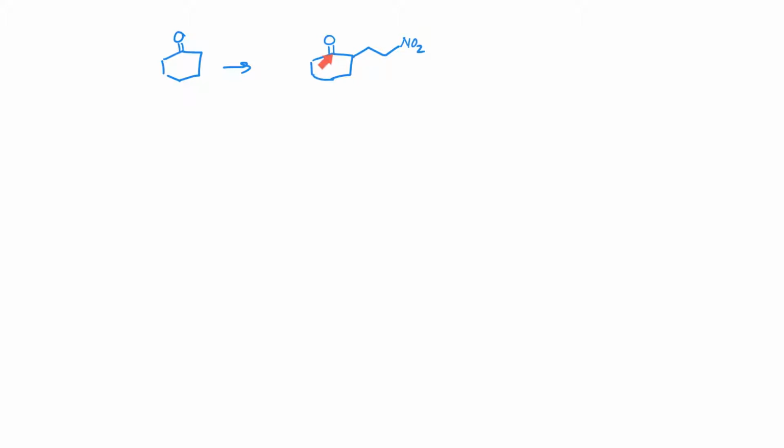And basically I have a 1, 2, 3, 4, 5, 1 to 5 relationship between the original carbonyl and the new electron withdrawing group. It could be a carbonyl. So I could also have proposed this product. It's really going to give us the same answer. I'm going to start with the nitro group though.